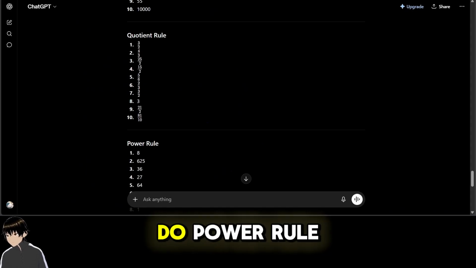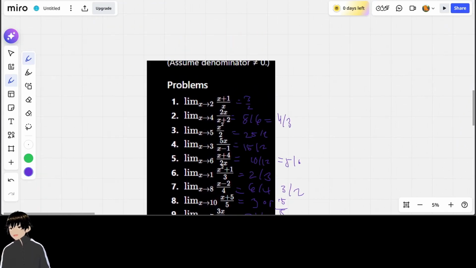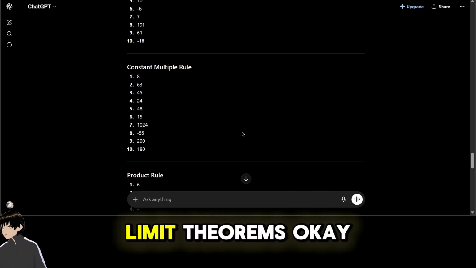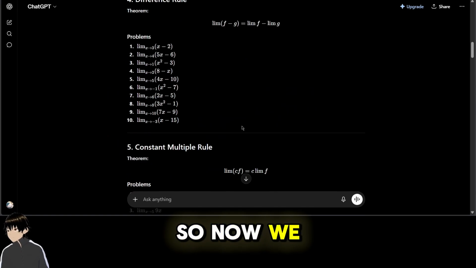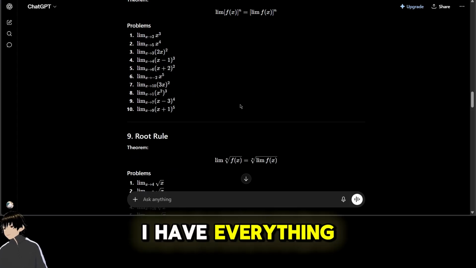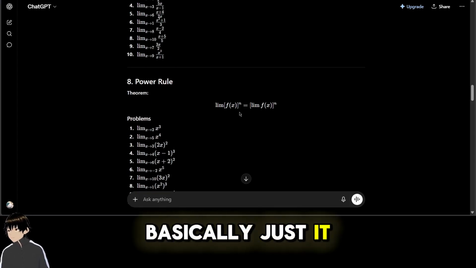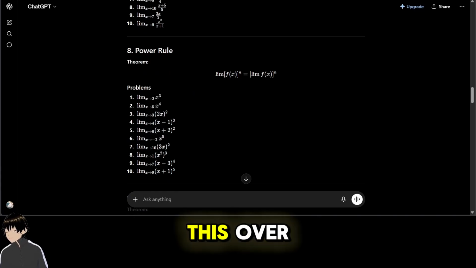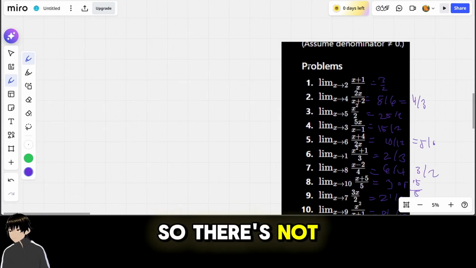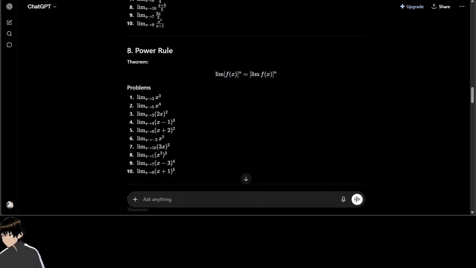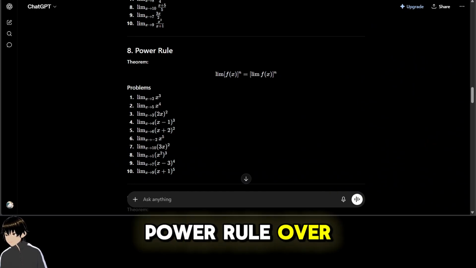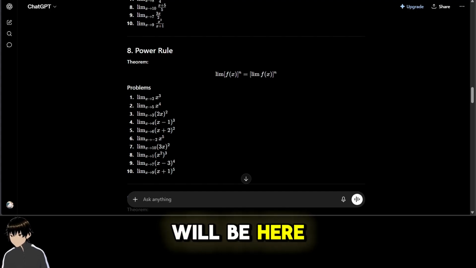So now let's do power rule. We're almost done with all the limit theorems. Okay, so now we have the power rule. We're just going to get the power of everything. We basically just ran this over already, so there's not much to discuss here. Let's get the power rule over here.